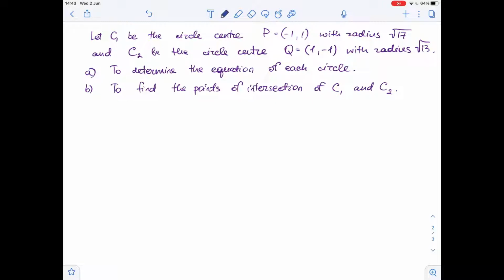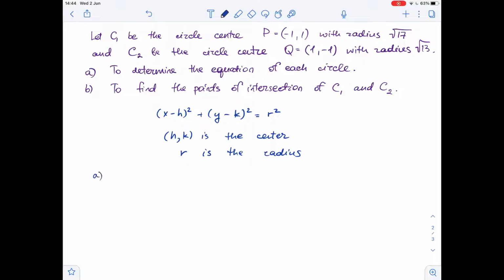Before we start solving the problem, let's review the general equation for a circle, which we will use here. So I will write it down: (x - h)^2 + (y - k)^2 = r^2. Here in this equation, h and k is the center of our circle, while r is its radius. So now we will use this general equation to find the equations of circles C1 and C2.